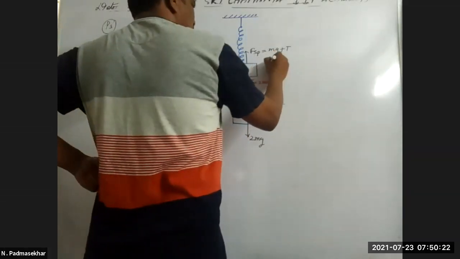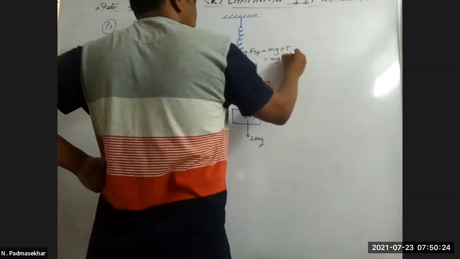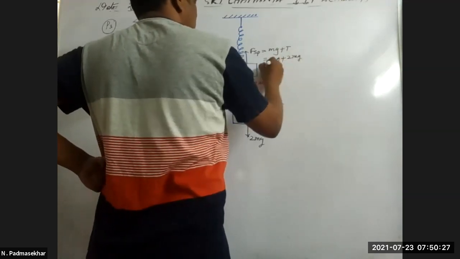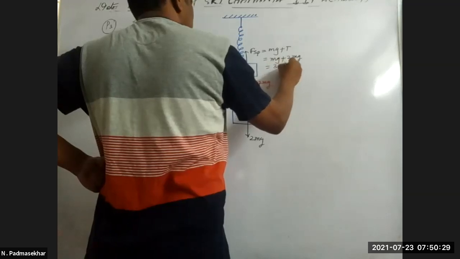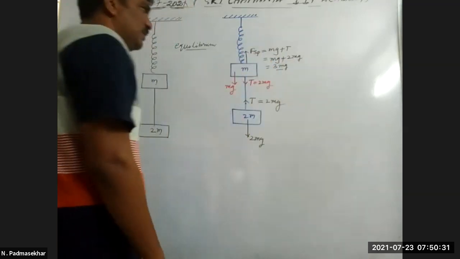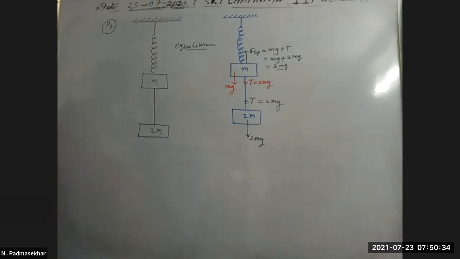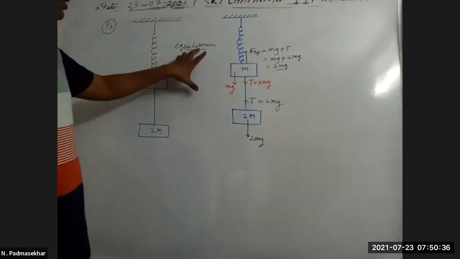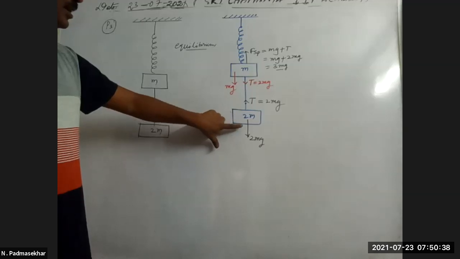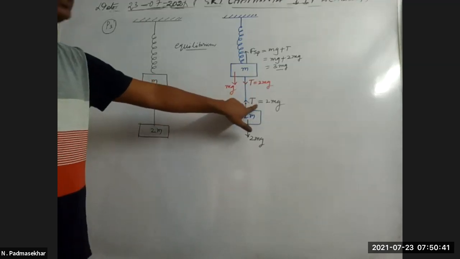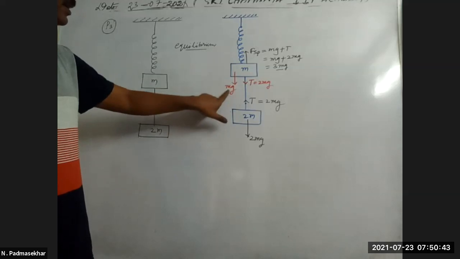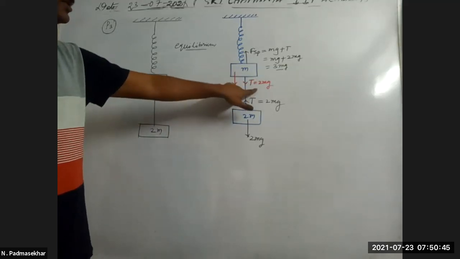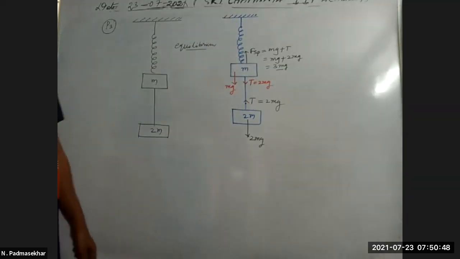So this spring force is equal to mg plus tension, which is 2mg. So this is 3mg. Spring force is 3mg. So in equilibrium, the tension is 2mg, and on this block the weight is mg, and the tension is 2mg. And what is the force acting on that spring? The spring force is mg plus T, that is mg plus 2mg, that is 3mg.